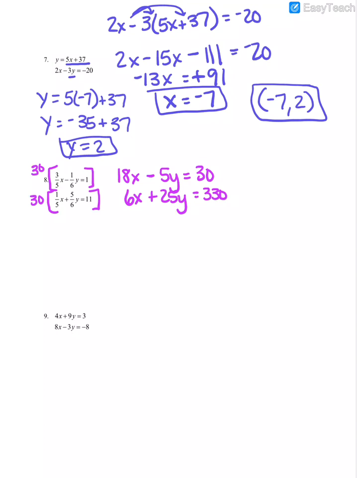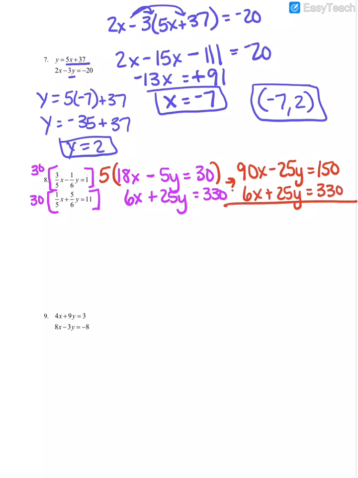All right, now I need to do some elimination. So I'm going to take that top equation and I'm going to multiply it by 5. So 18 times 5 is 90x minus 25y is equal to 150. 6x plus 25y is equal to 330. So when I add those two guys together, the y's are going to cancel. So 96x is equal to 480. Divide by 96. So x is equal to 5.